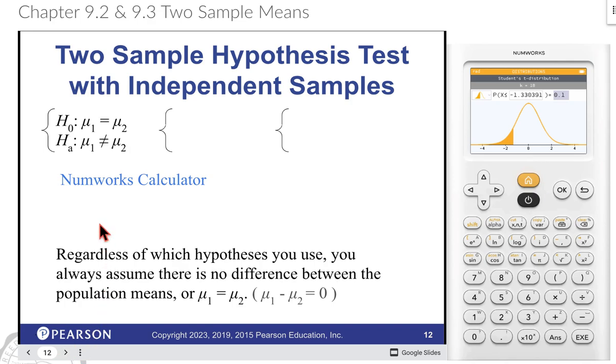The first one is that mean 1 equals mean 2, or the alternative would be mean 1 is not equal to mean 2. And this would give us a two-tailed test.